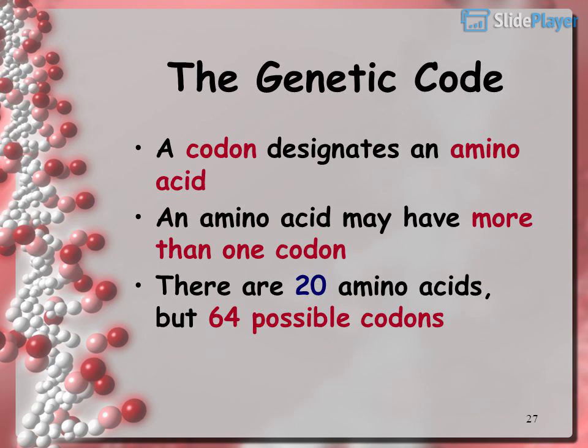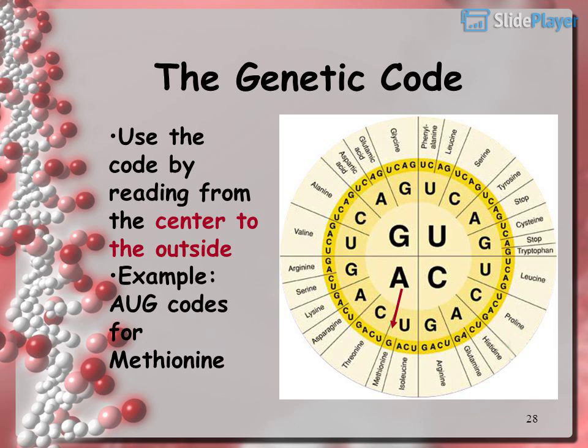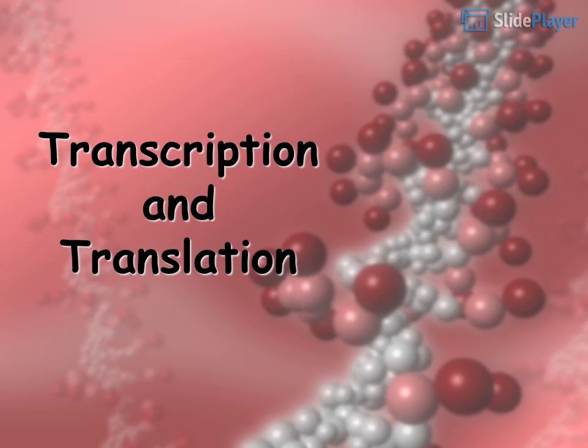The genetic code: a codon designates an amino acid. An amino acid may have more than one codon. There are 20 amino acids, but 64 possible codons. Use the code by reading from the center to the outside. Example: AUG codes for methionine. Transcription and translation.